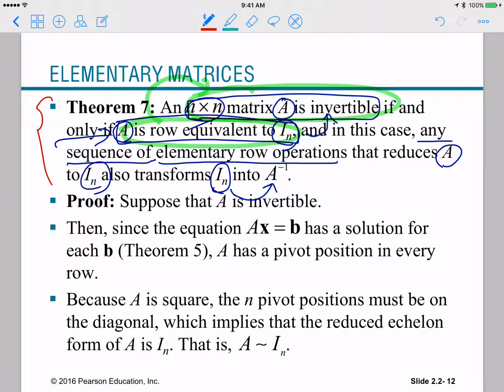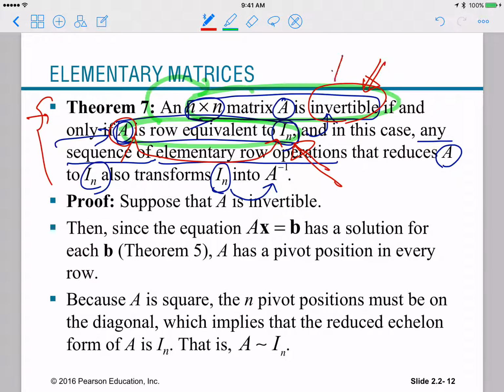And then I will give a proof of why having reduced echelon form as an identity matrix is the same as being an invertible matrix, or having an inverse matrix. Okay, so again, back to this theorem. Let's read through these two separate pieces, the first one and the second one. The first one is that the matrix is invertible, and the second one, from the perspective of row reduction, is that A is row equivalent to the identity matrix. Those two things are the same thing. Okay, so let's prove that.